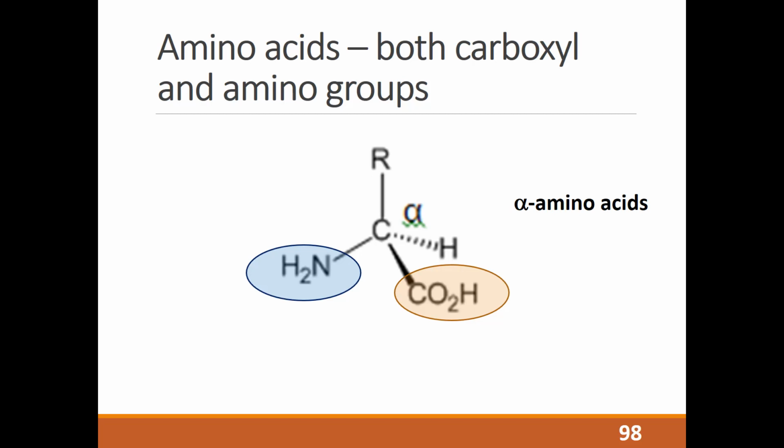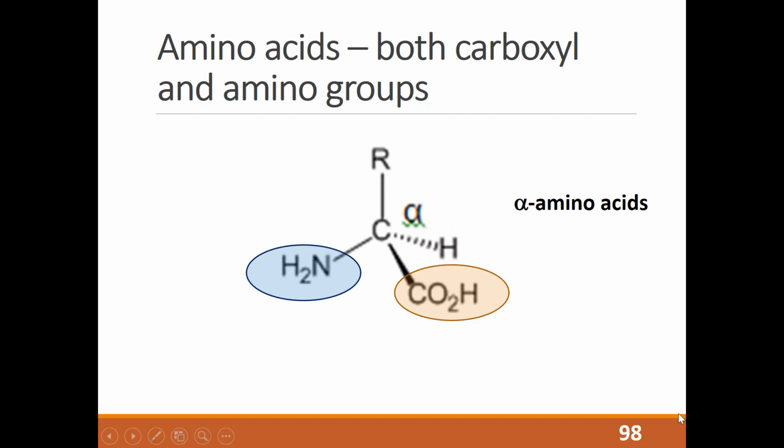Now, before you start on your guided inquiry worksheet, let us just have a brief introduction of what amino acids are. So amino acids are monomers that make up proteins. Each amino acid has the same fundamental structure, which consists of a central carbon atom, also known as the alpha carbon, which is bonded to an amino group, the NH2 group, and a carboxyl group, and also a hydrogen atom.